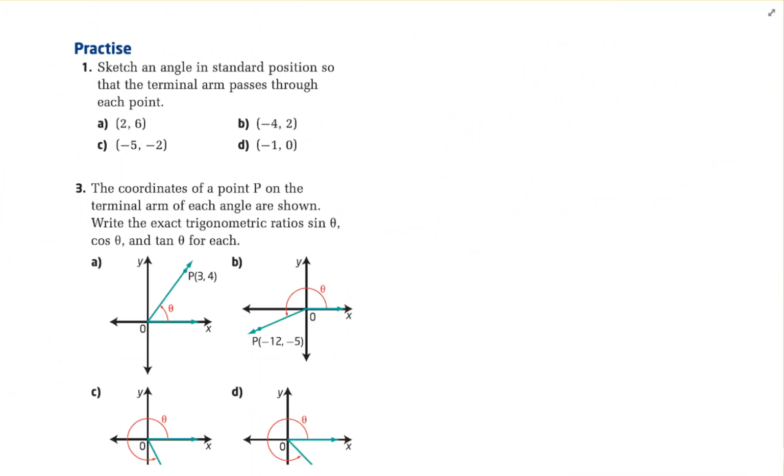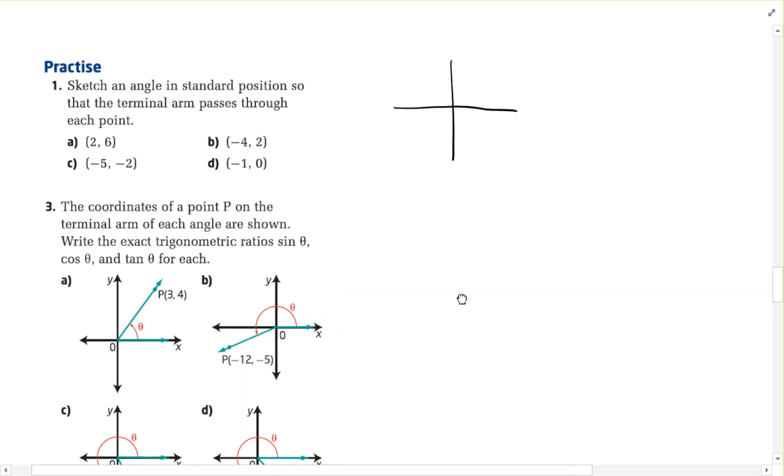Okay, now looking at the questions on page 96, it says sketch an angle in standard position so that the terminal arm passes through each point. Okay, so for these ones, let's do C. So this one here. So I'm just gonna briefly sketch it. So I'm gonna go over around, like, 5 to the left because it's -5, and then -2 down. So let's say our point's like right there. So this point is at -5, comma -2, and comes from the origin.